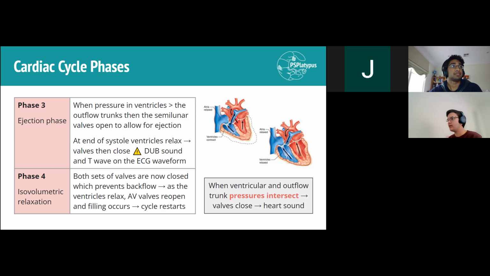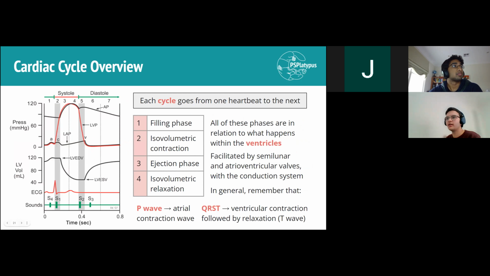if you've just got a graph, what you'll notice is that whenever the ventricular pressure, so this red line, whenever it intersects with the line that is responsible for the outflow trunks, which I think is the black one here, that's going to be when you hear sounds. So this intersection is going to be where that first heart sound is, and then this second intersection, actually, yeah, that makes sense. So you've got S2 down here, and then you've got S1 down here at that intersection. And again, it's because one pressure exceeds the other, so the valves start to close.